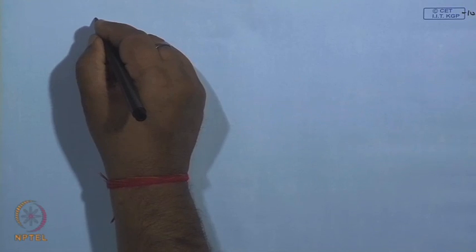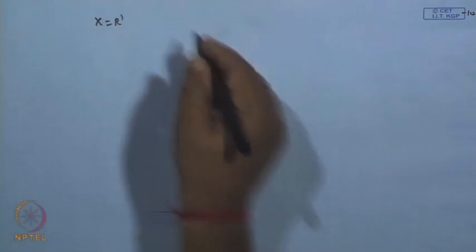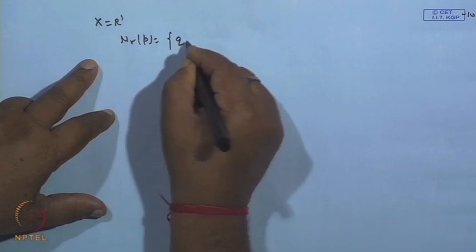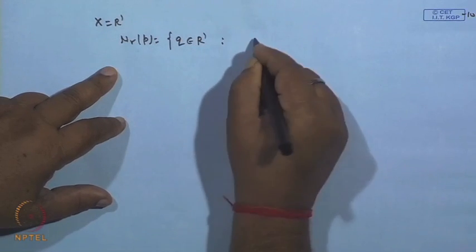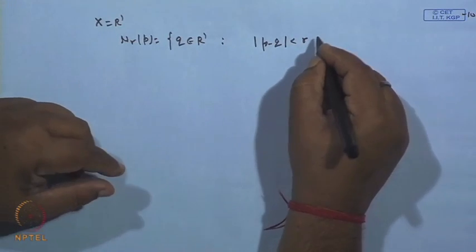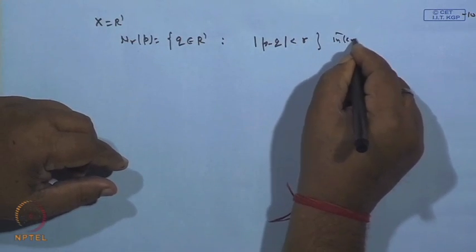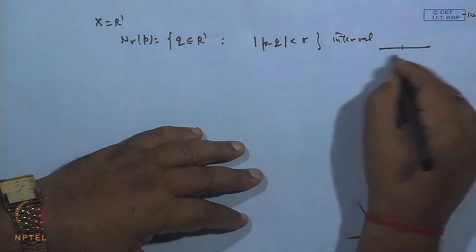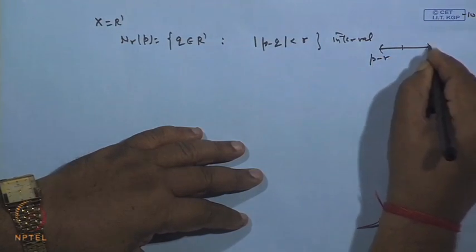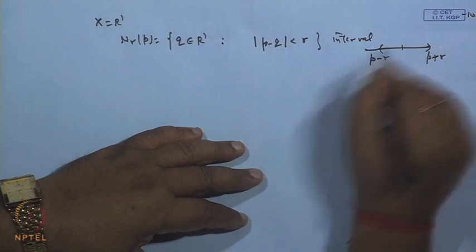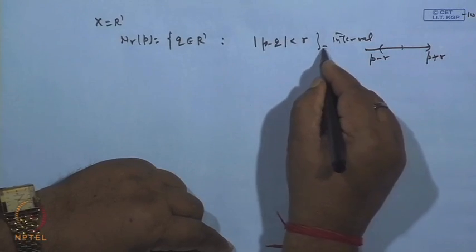Now for example, in the case of the real line, if X is R1, then this neighborhood N_r(P) is nothing but what? Q belongs to R1 such that mod of P minus Q is less than r. That is, it is an interval lying between P minus r to P plus r, and Q will be a point somewhere here. So, this is the interval.